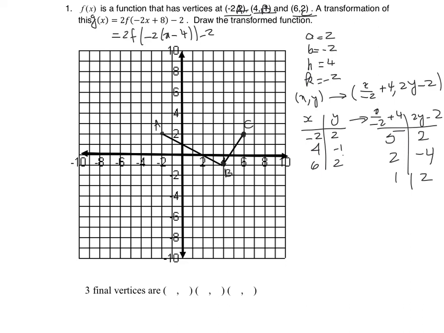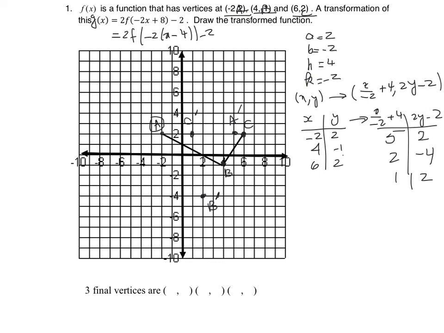5 and 2 is going to give us this point. So this becomes A prime, which is the transformation of point A. The next one is 2 and negative 4. 2 and negative 4 becomes this point. So B becomes B prime. And the last point is 1 and 2, which is going to be this point, which becomes C prime.